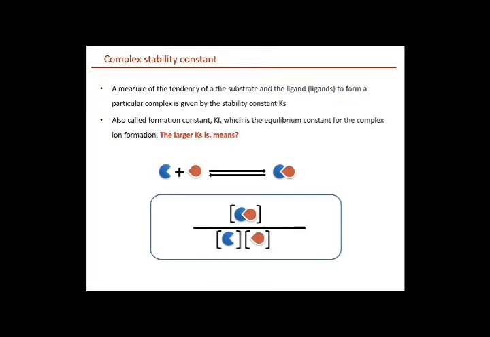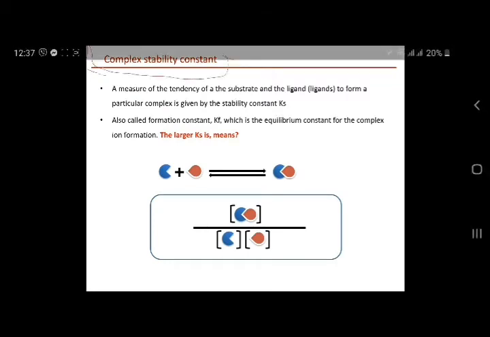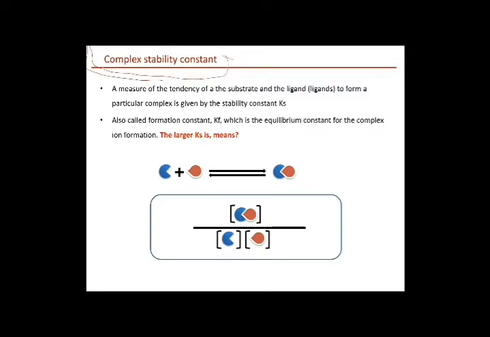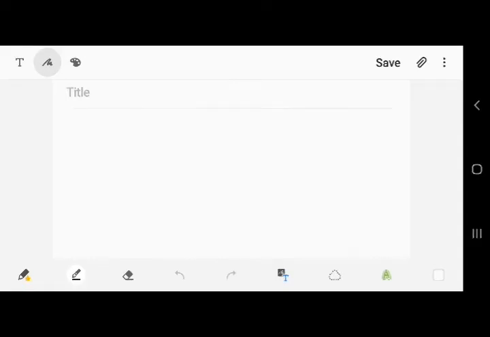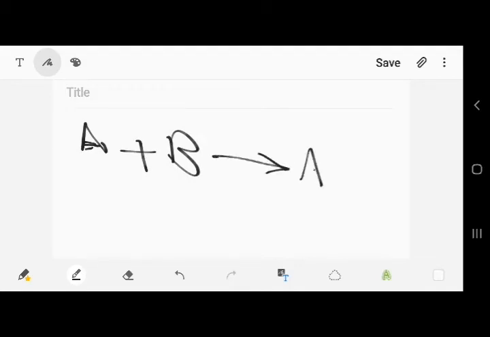So, complex stability constant. What do we mean by this one? Now, as you all know, in any reaction, from what you have studied before, let's say we have A plus B, we have an arrow and AB. This is the product. These are the reactants. And sometimes we have a reverse arrow, which makes this reaction reversible.